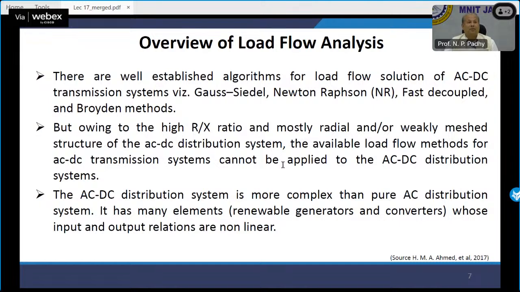All right. So the Jacobian matrix that you see has only reactive components in a transmission system, but in a distribution system, it will have both real and reactive components. And that is very difficult for inverting a 100 by 100 matrix, which has both real and reactive parts. So the AC/DC distribution system is more complex than a pure AC distribution system. It has many elements, renewable generations, converters whose input and output relations are non-linear.